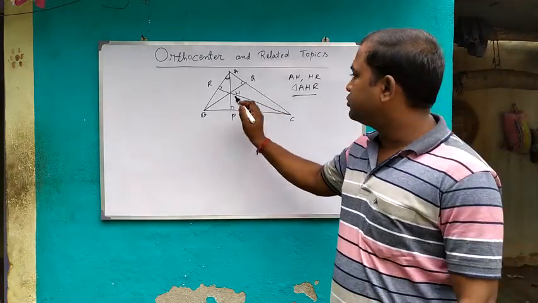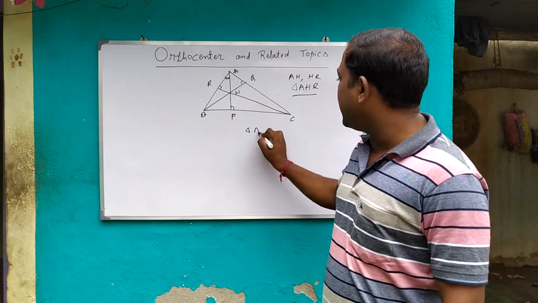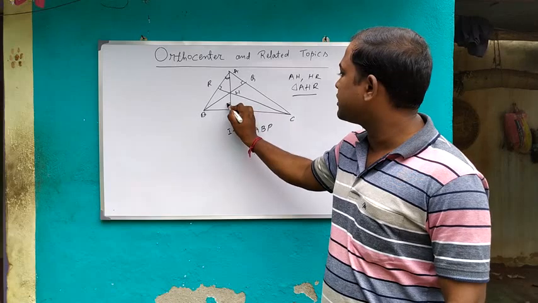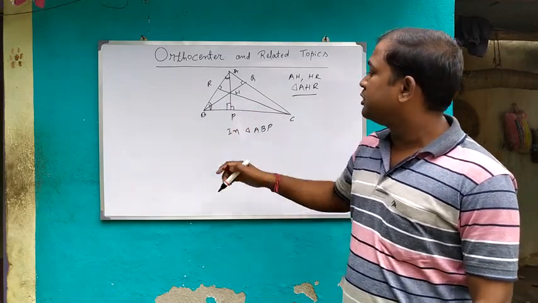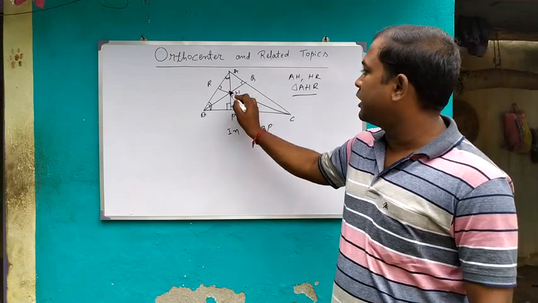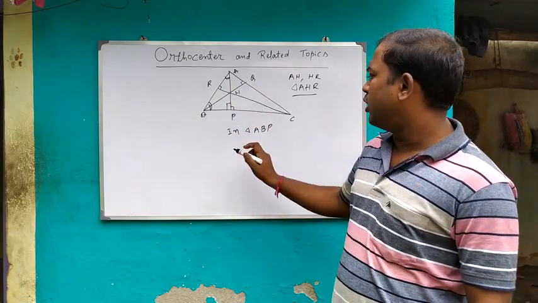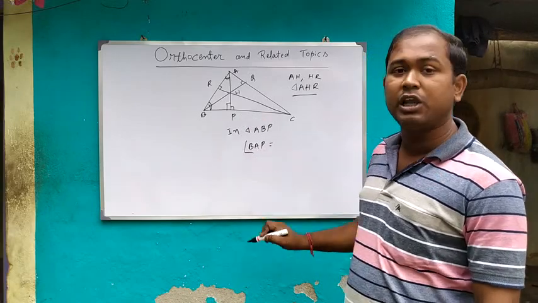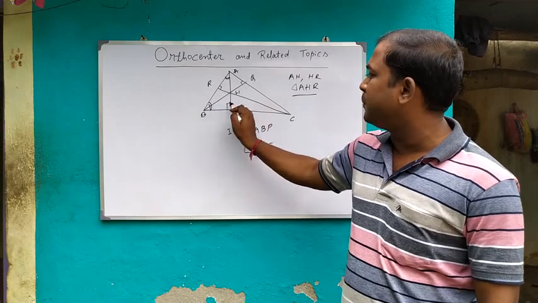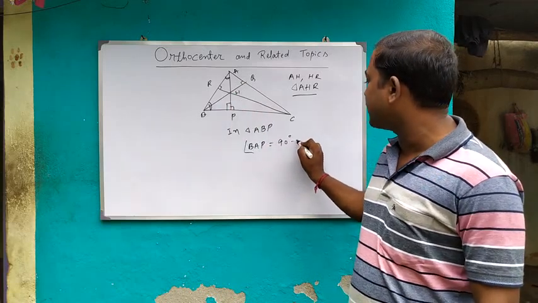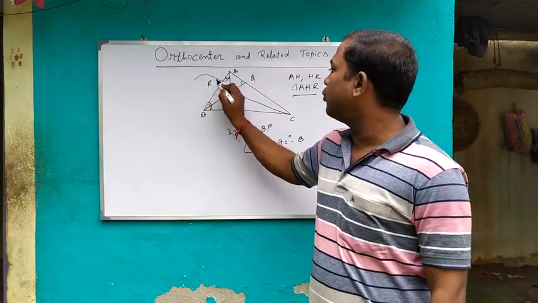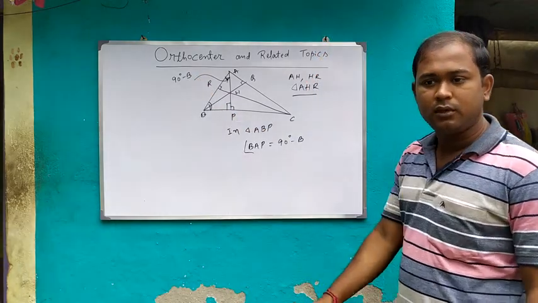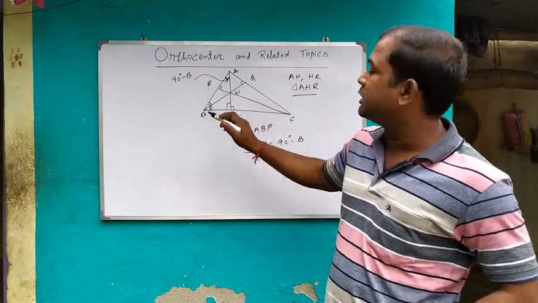Now, clearly observe, triangle ABP. In triangle ABP, this is 90 degree. And what is this angle? This total angle is angle B. And this is 90 degree. So what is this angle? Can you tell me? Can you observe? So angle BAP, that is what we are talking about. Angle BAP, this is angle B, this is 90 degree. So this must be 90 degree minus B. So now we have found out this angle. This is 90 degree minus angle B.